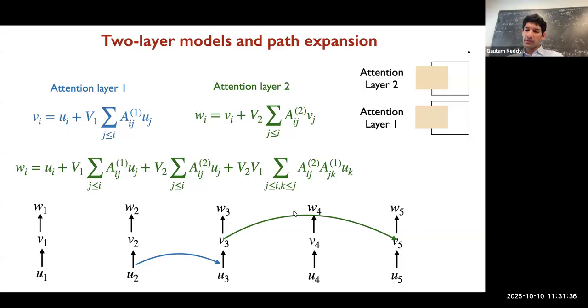And so you can start implementing more complicated computations. I mentioned before that for the task that we're interested in, you need at least two layers. So I want to go through the mechanism for that. I'm not going to tell you how we figured out that mechanism.